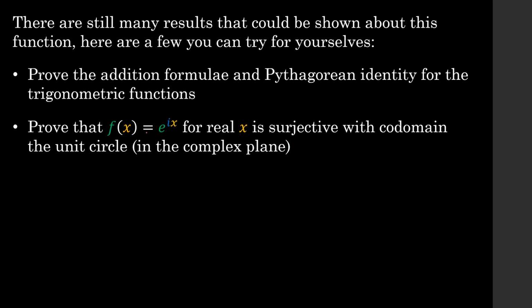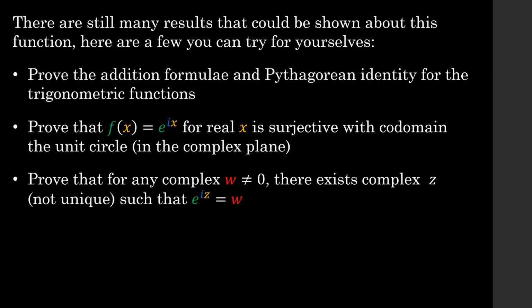You could also try and prove, now this is a little harder, that the map f of x equals e to the ix for real x is surjective, which means it maps exactly onto the codomain, with codomain the unit circle, which means the whole real line gets mapped to the unit circle, and that's going to be useful in interpreting the graph I showed at the beginning.